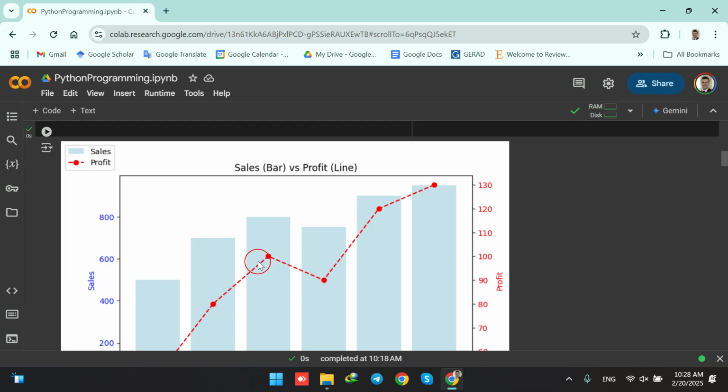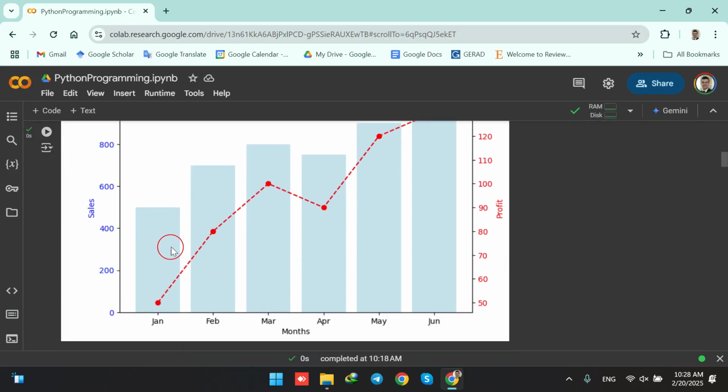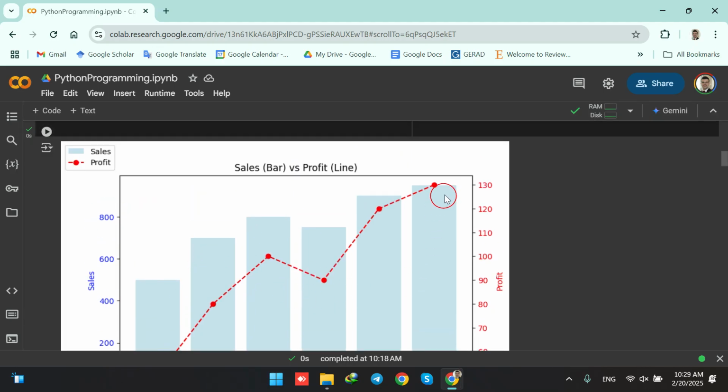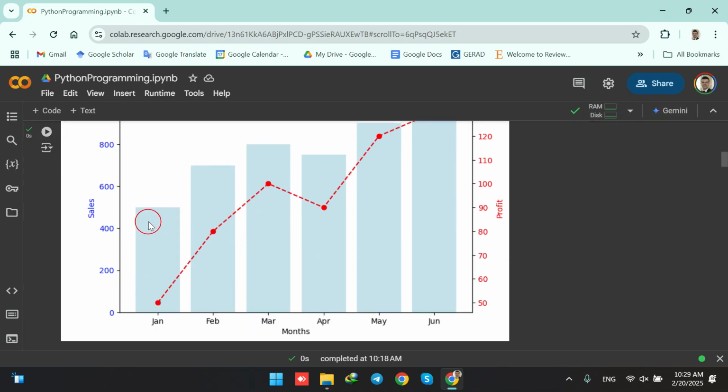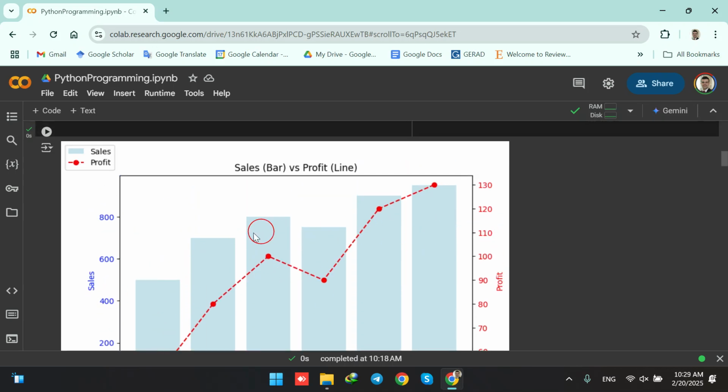Now let's see how we can increase the sale. For example, here we see that the sale in the month of January was around 500, and here in the month of June it's around 900. So it's nearly doubled the sale.